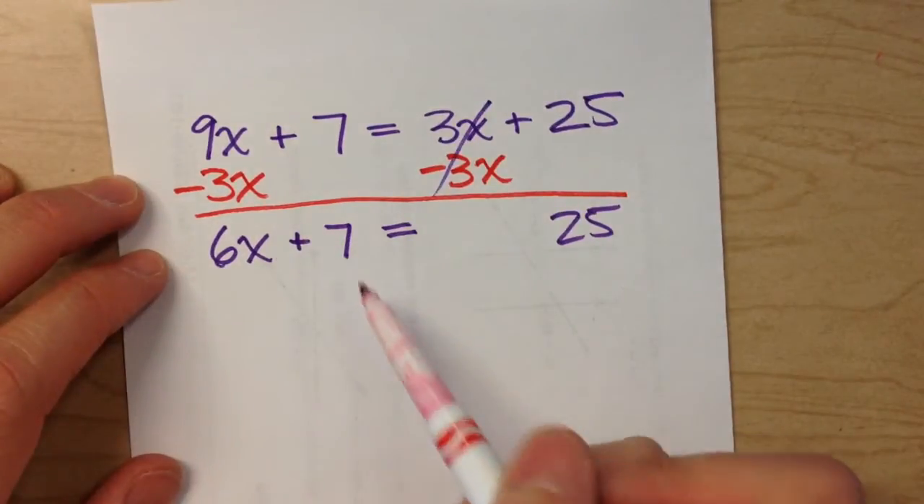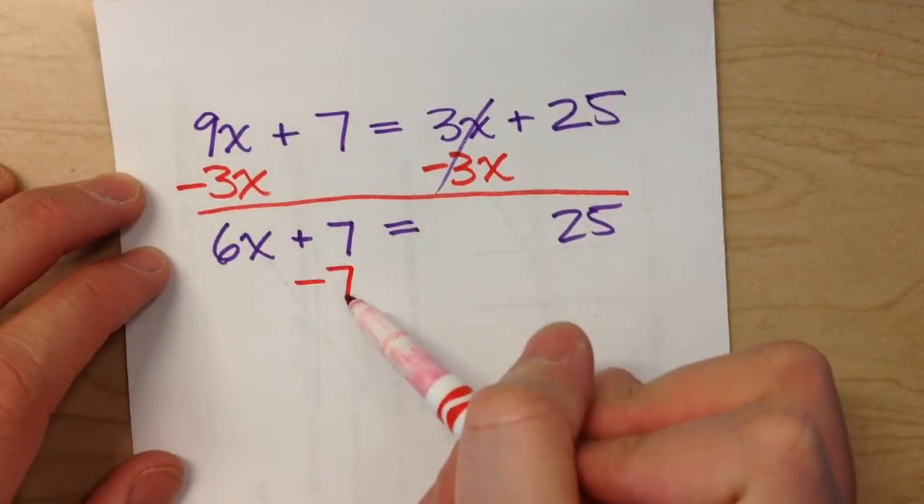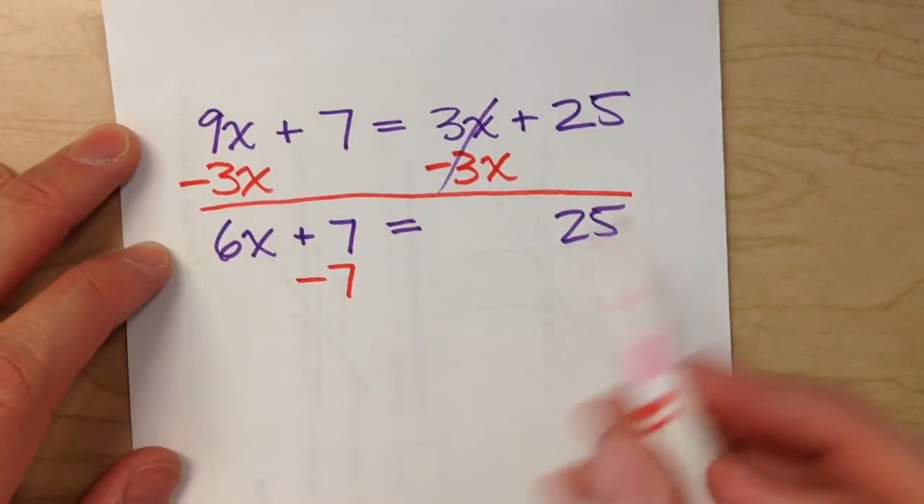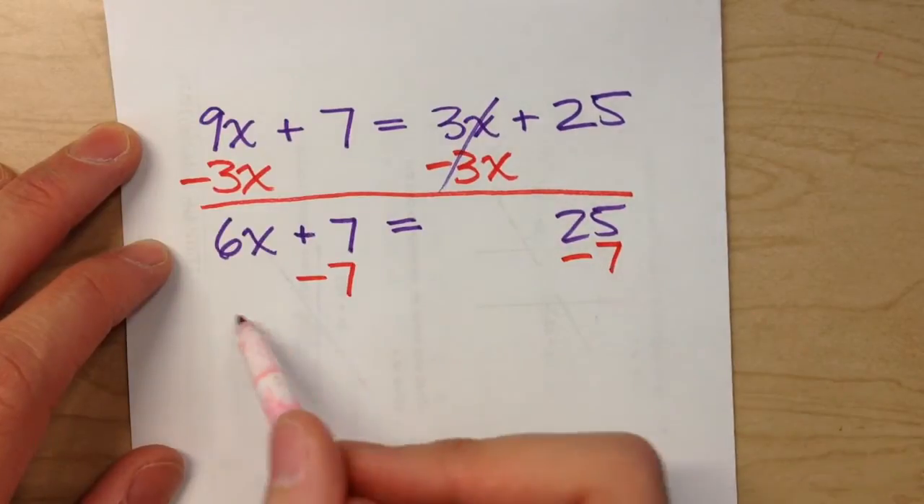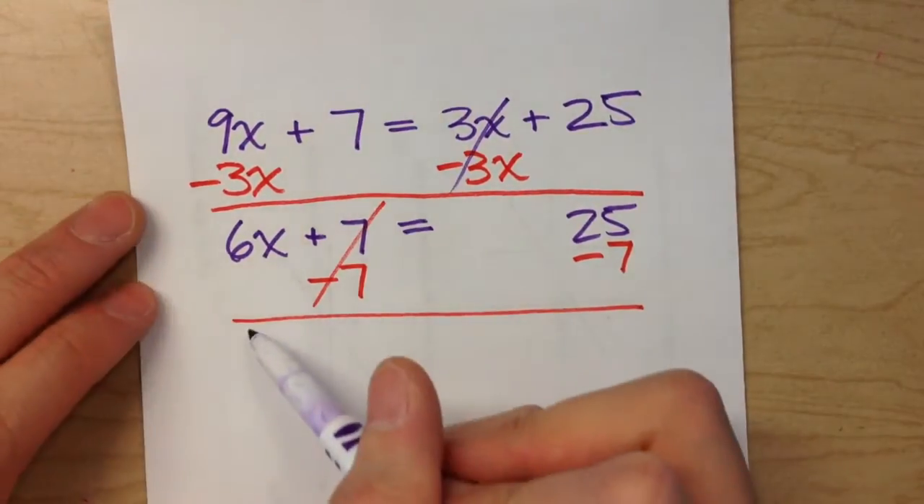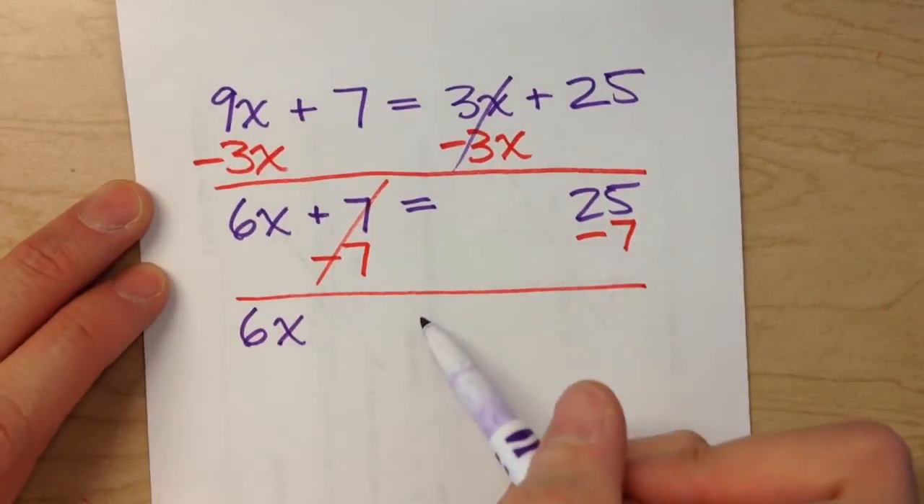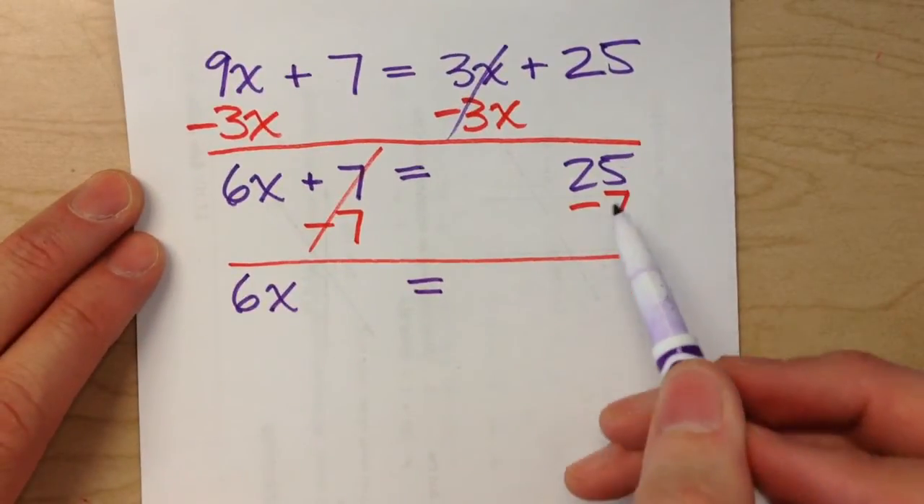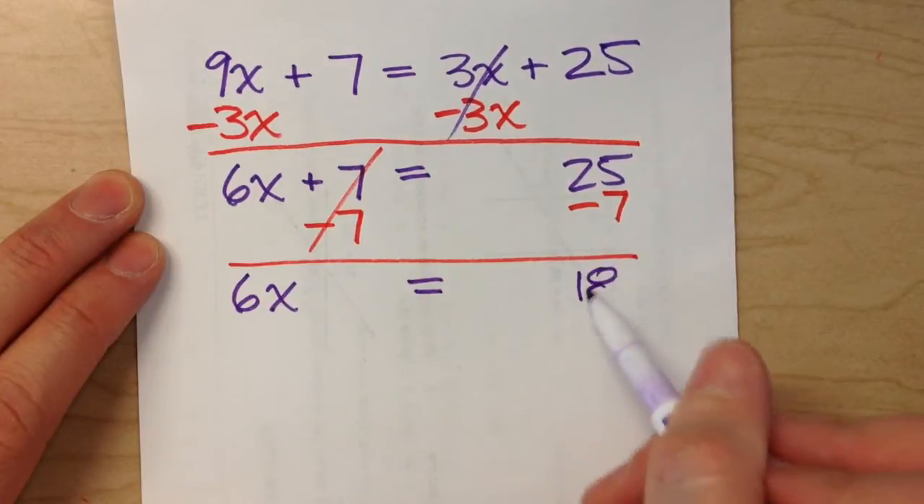So we have to undo the plus 7, so we're going to subtract 7, but what we do to one side we have to do to the other. Adding and subtracting 7 undo each other. 6x drops down, equals drops down. 25 take away 7 is 18.